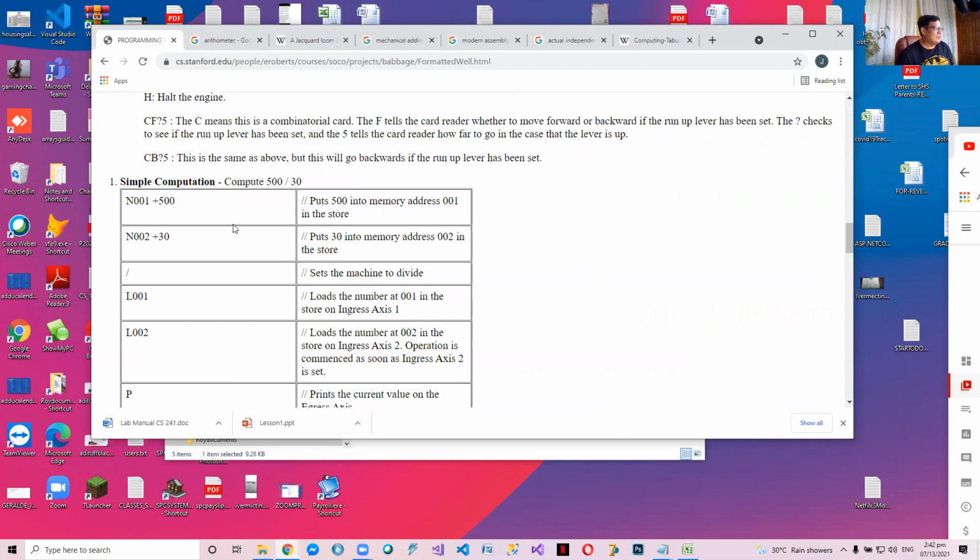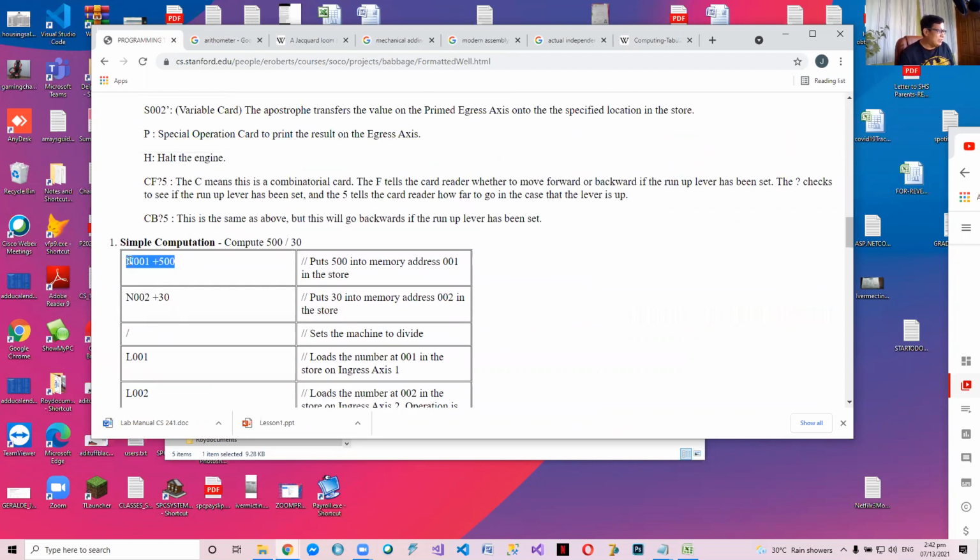Ito. So first is a numeric card. Ito, numeric card. N001500. What will this mean? We will put the value 500 in the address 001 in the store. Do you follow? The first address is 000. When you say N00230, this is a numeric card. Do you follow? This puts 30 in the address 002.